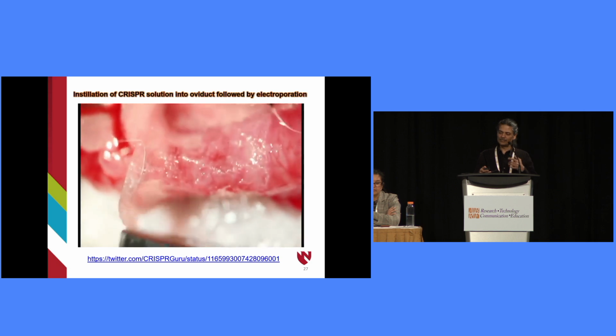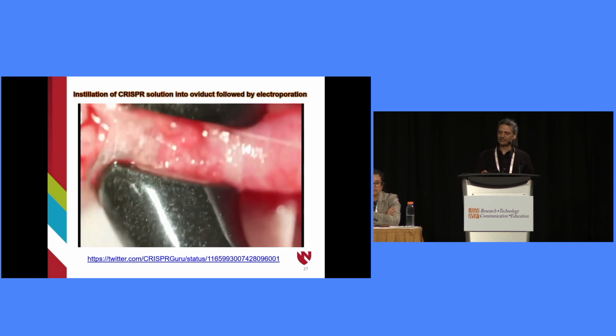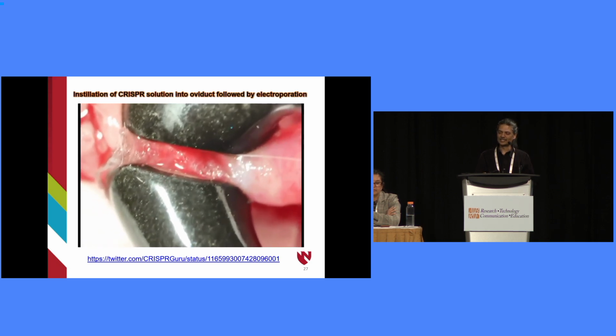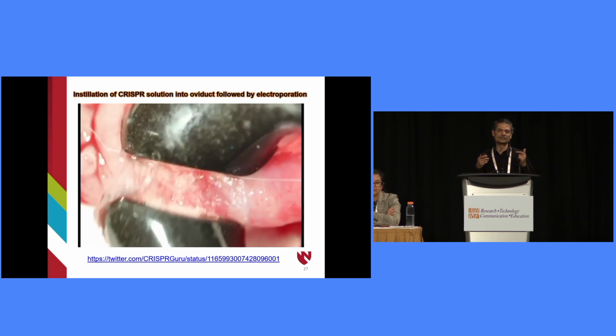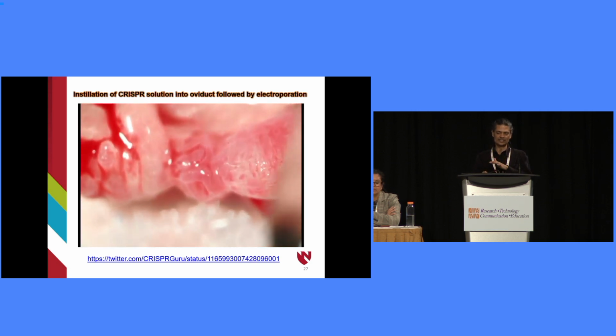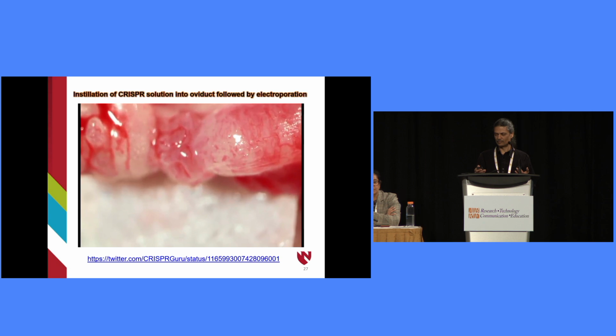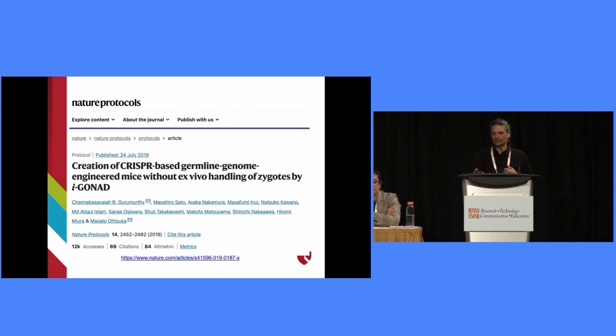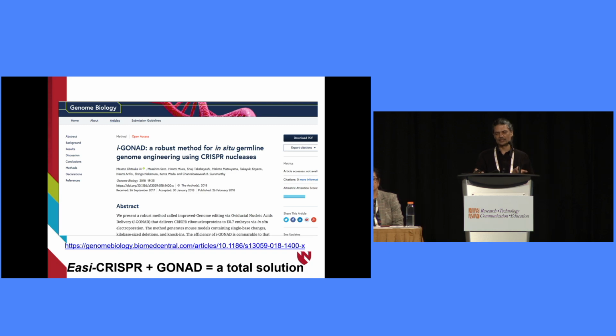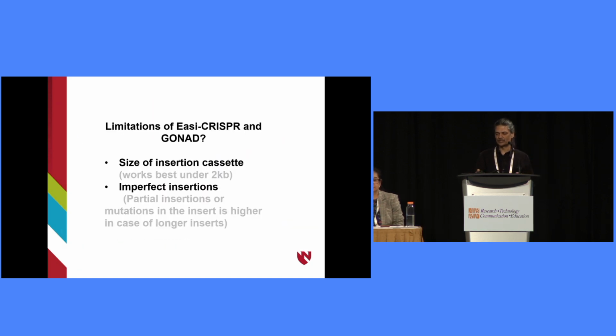You will see air bubbles, and that is the stage when all the magic happens. So that's when all the CRISPR-Cas solution enters into the zygotes that are present inside the oviduct, and then we suture this animal, and she will develop her own pups after 3 weeks. So we published this in Nature Protocols in 2019, and we published a paper, again in 2019, in Genome Biology. So I'm going to talk in the next few minutes about the limitations of these technologies and what we are developing to solve some of these.